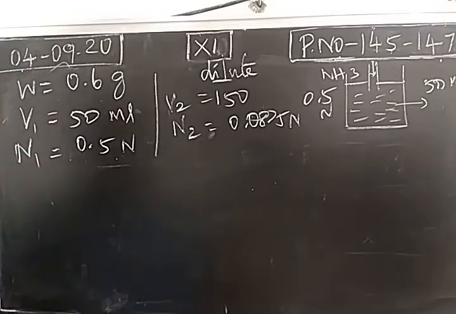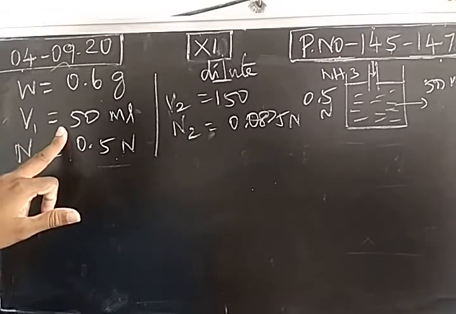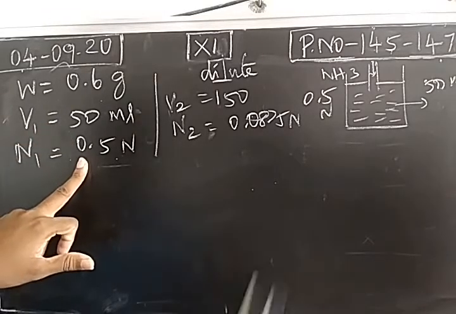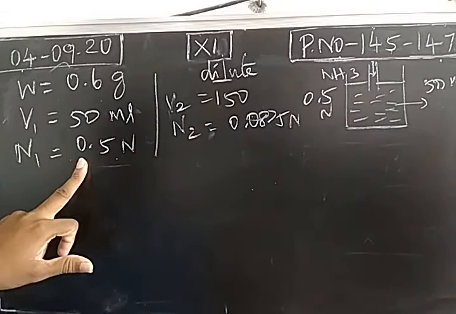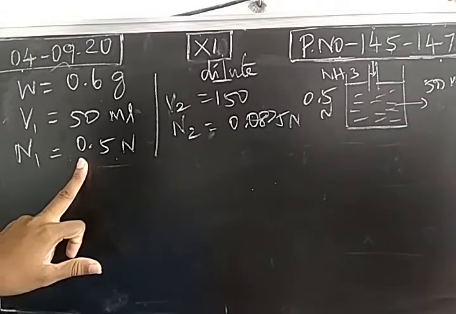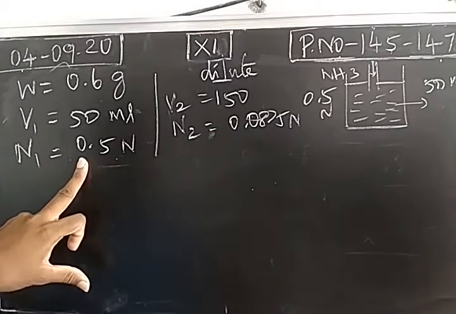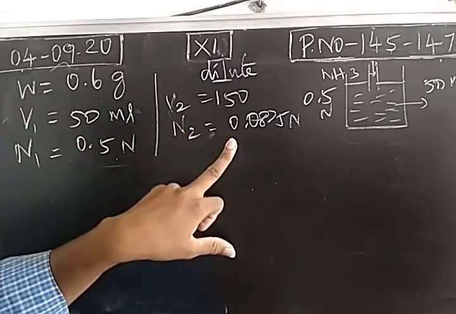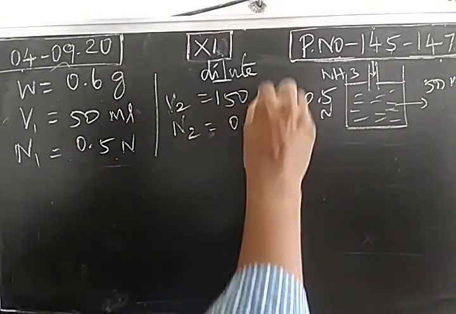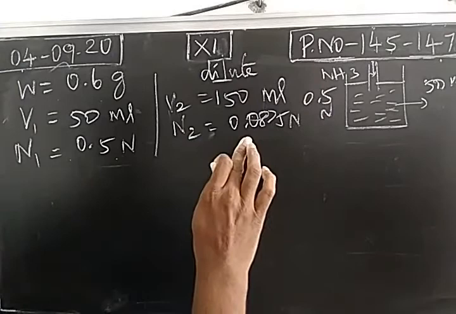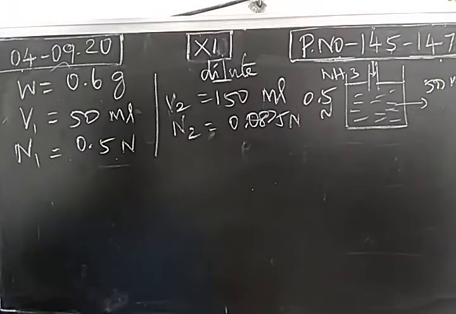Okay, now consider sulfuric acid. Initially we take 50 ml and its concentration is 0.5. Ammonia is dissolving in that and ammonium sulfate is formed. Remaining sulfuric acid is present. The unreacted sulfuric acid is diluted into 150 ml. And we know the concentration of the diluted sulfuric acid as 0.0875 normal.